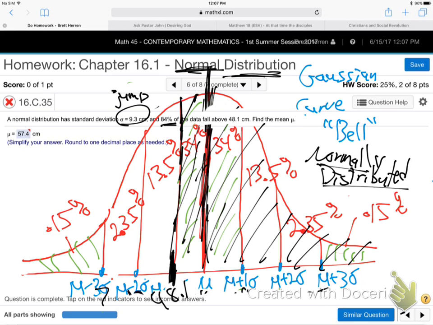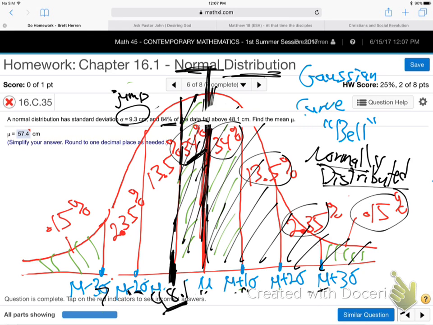Does that make sense? So I must be left of the middle if 84%, that's more than half, is above me, is to the right of me. Above means to the right. So I must be right here, and how much percentage is above me? 34, 34, 13.5, 2.35, 0.15. If you add those up, it's going to be 84. How do I know? Because it's 34, and all the rest make 50. So it's 84%. Okay, so what? So 48.1 must be the first jump, the first line left of the middle. That's what they're telling me.